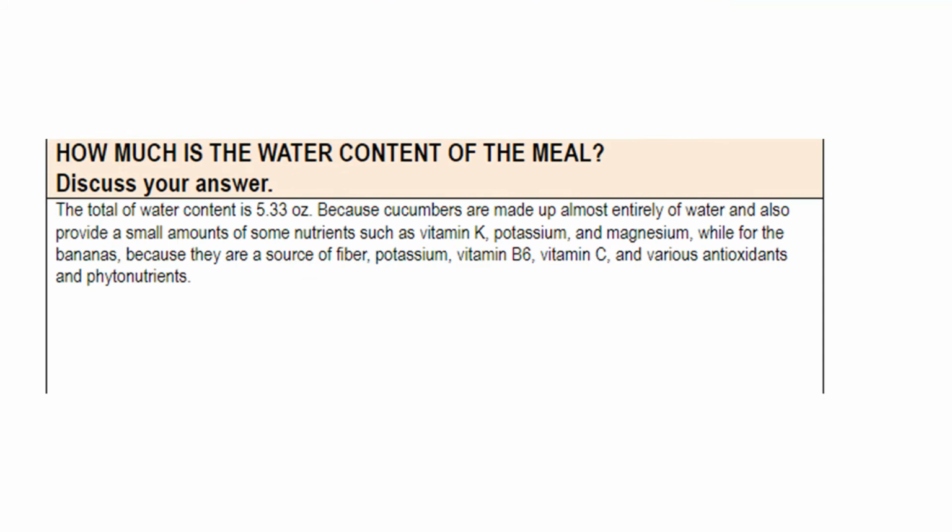The total water content is 5.33 ounces because cucumbers are made up almost entirely of water and also provide a small amount of some nutrients such as vitamin K, potassium, and magnesium. While for the bananas, they are a source of fiber, potassium, vitamin B6, vitamin C, and various antioxidants and phytonutrients.